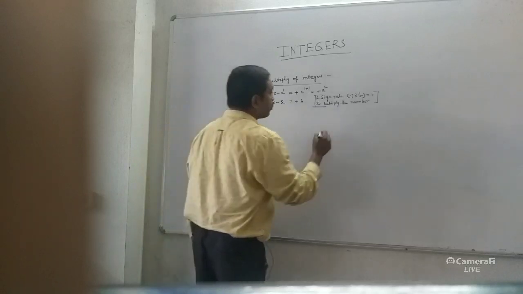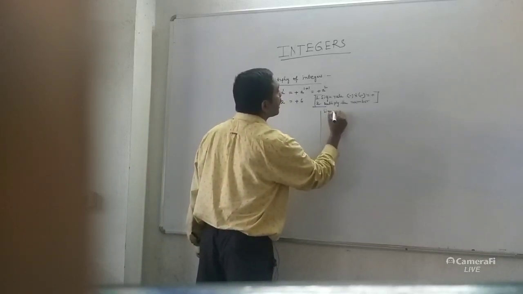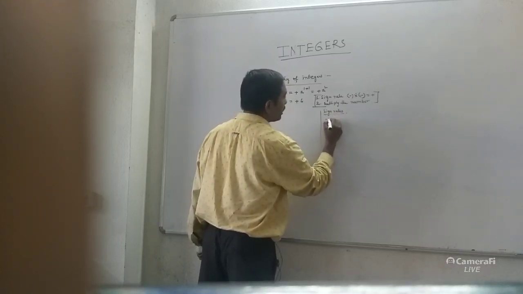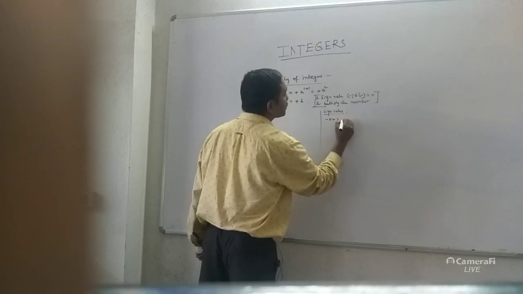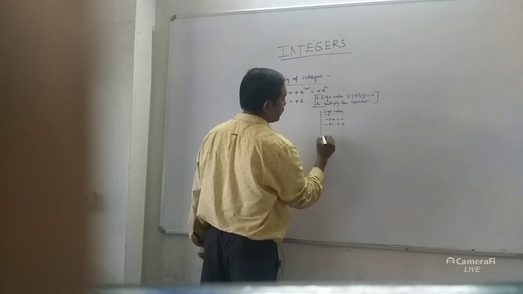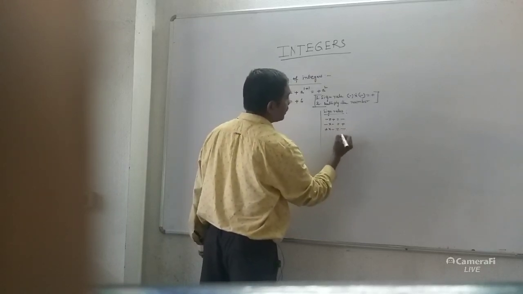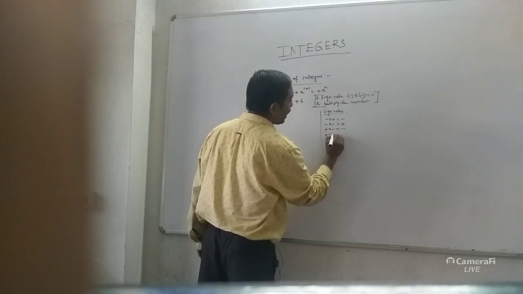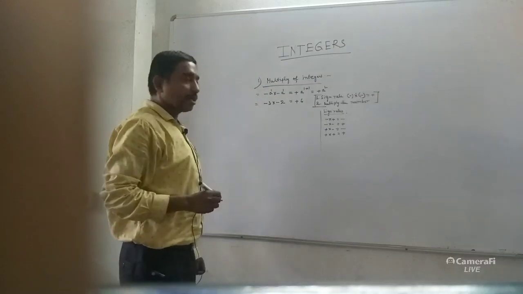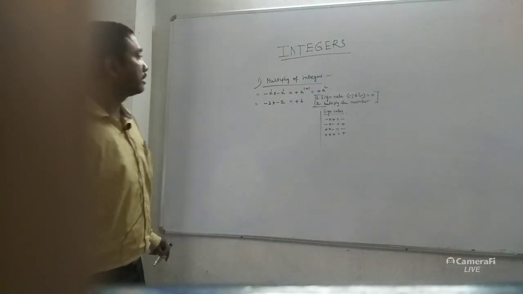Now I will write one by one all the sign rules of multiplying. Minus multiplied with plus gives minus sign. Minus multiplied with minus gives plus sign. Plus multiplied with minus gives minus sign. And plus multiplied with plus gives plus sign. So this sign rule is very very important, and you can apply it anywhere whenever you do multiplication.